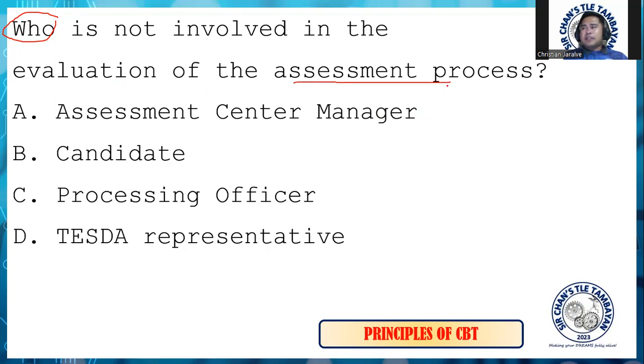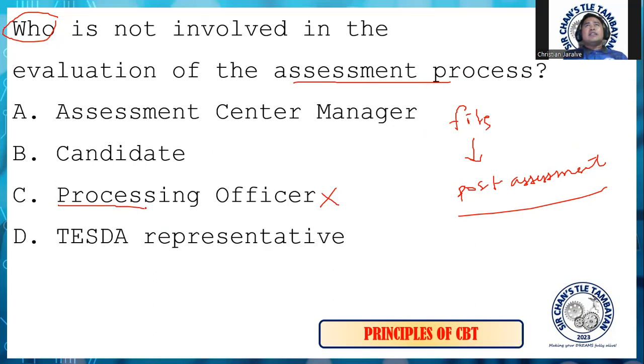Meaning to say, kung assessment process mula sa pag-file hanggang sa assessment date, no? Post-assessment, no? Ayan, no? So, si processing officer po, hindi po siya kasali dito. Bakit? Siya lang po yung kumbaga, teachers eh. Wala po siyang pipirmahan doon, no? Wala po siyang pipirmahan. Bakit? Evaluation to eh. Sa evaluation, andun dapat si assessment center manager. Bakit? Siya yung pipirma, mag-a-attest that the assessment is conducted.